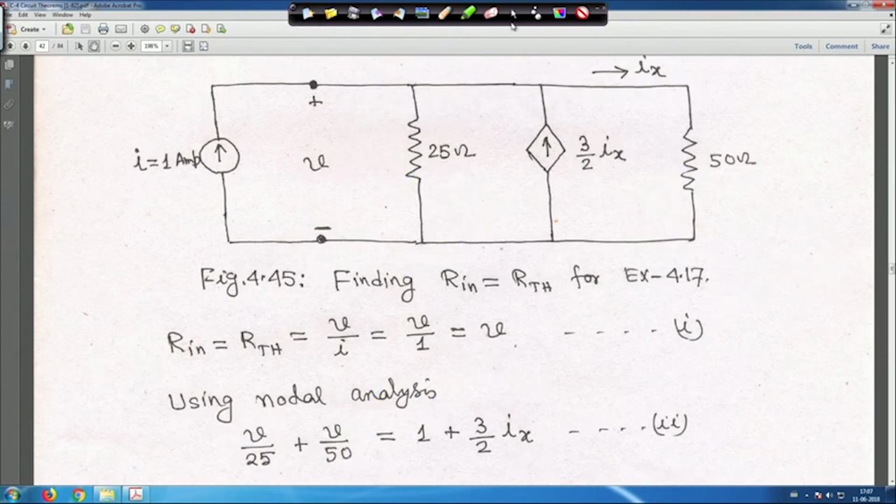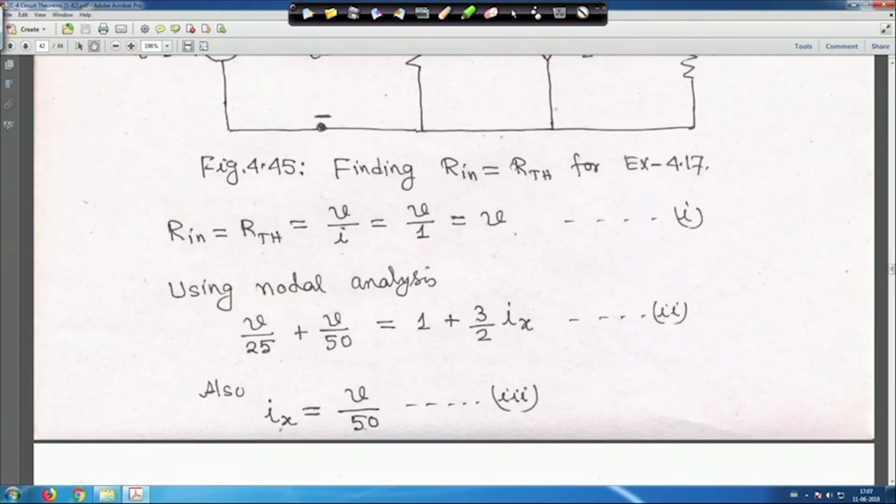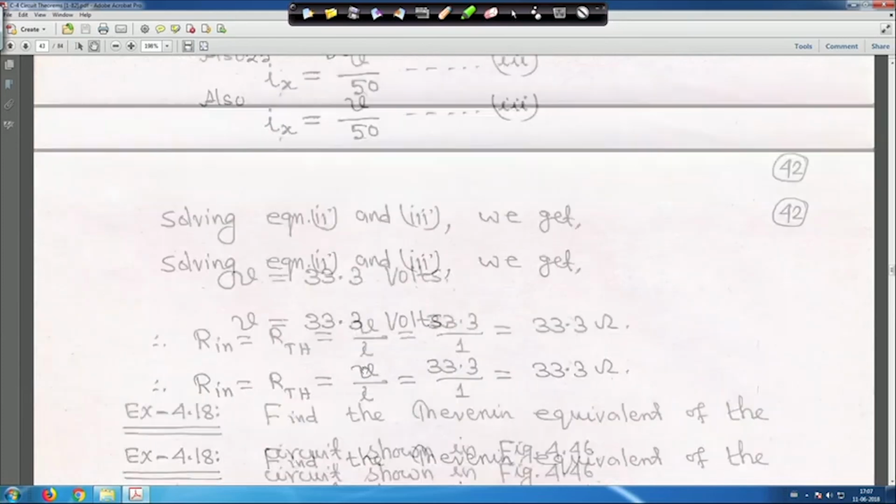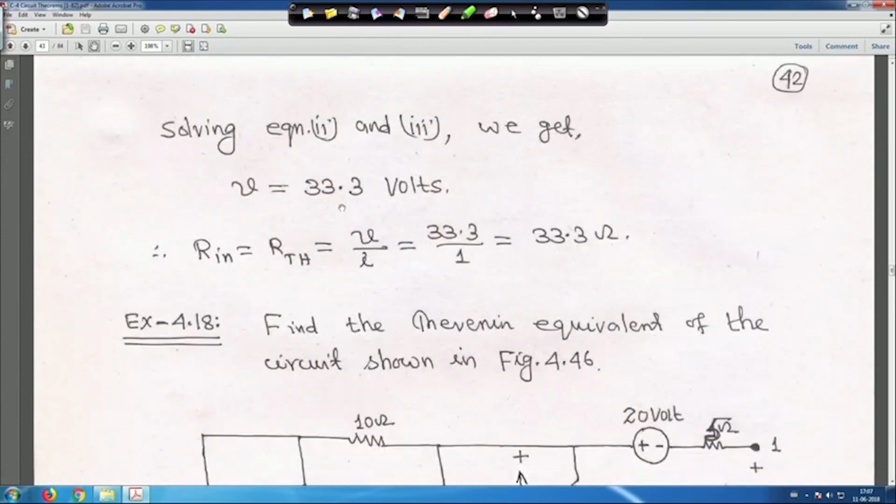So, if it is so, then we put I x is equal to V by 50 and you solve it, you will get V is equal to 33.3 volts and R Thevenin, as I told you, will be simply V. So, it is 33.3 ohm, right.